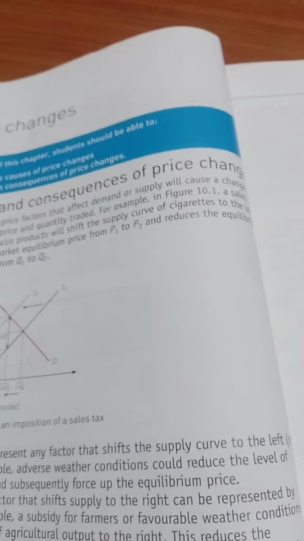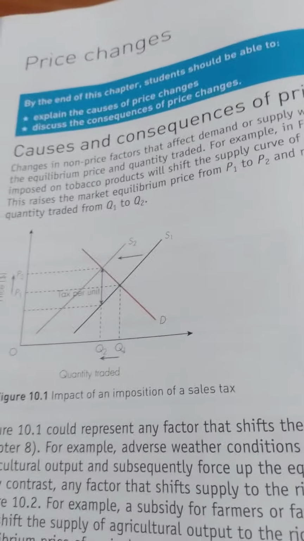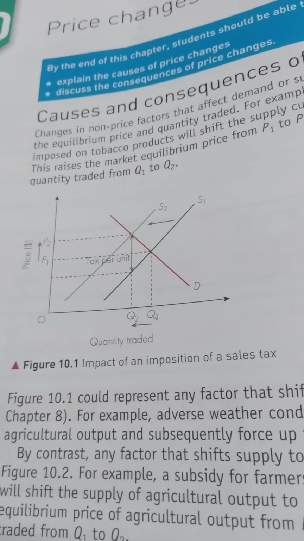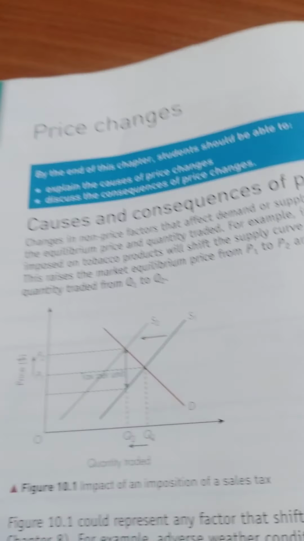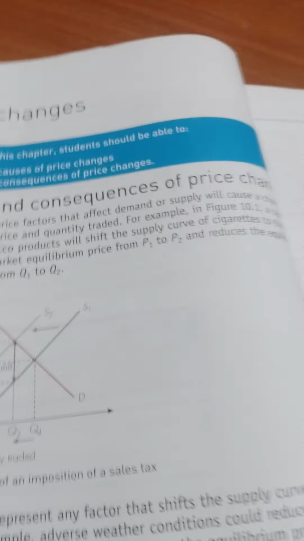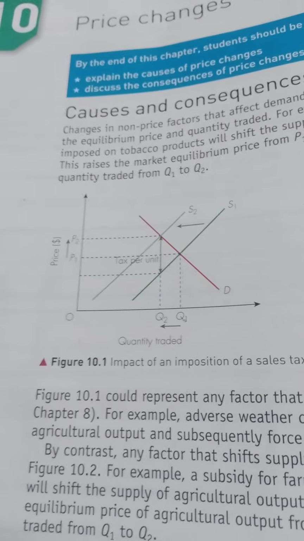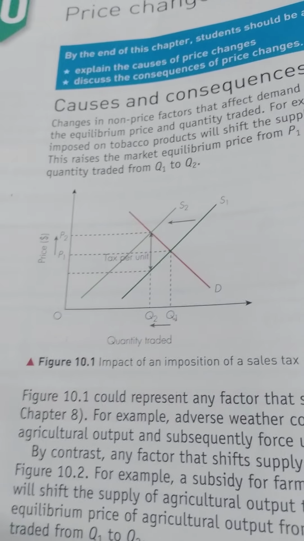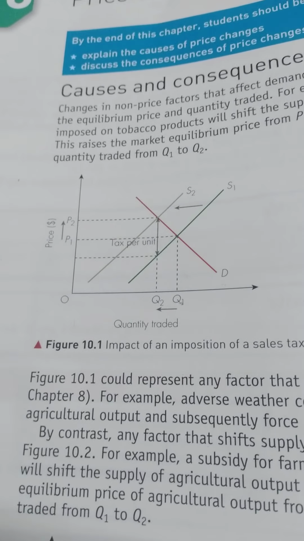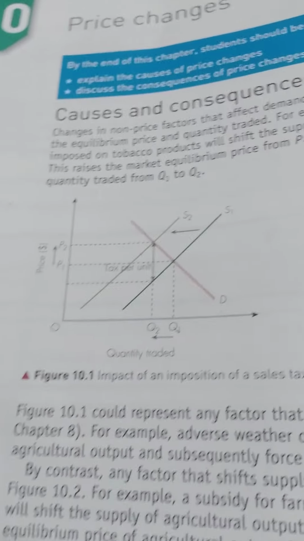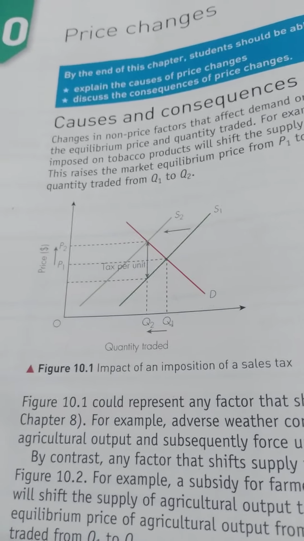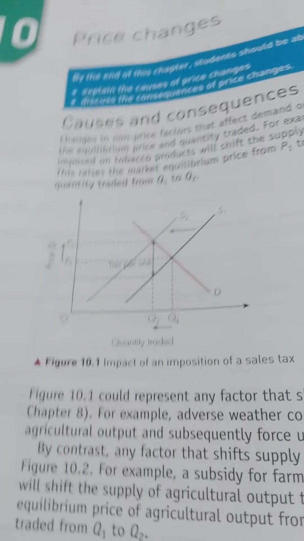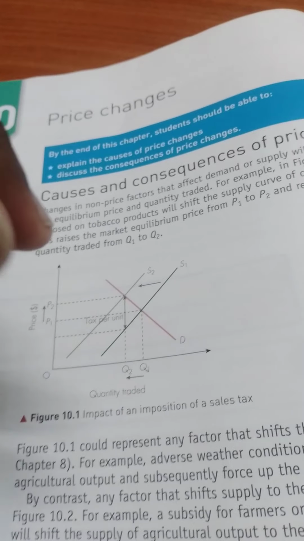Remember, yesterday I gave a small intro about the topic which we are going to study today, which is price changes. So, starting with causes and consequences of price changes. Remember there are many determinants of demand, right, and also many determinants of supply, right? The main, utmost important determinant of demand is what? Price, right? Same goes to supply. The main determinant of supply is what? Price, right?